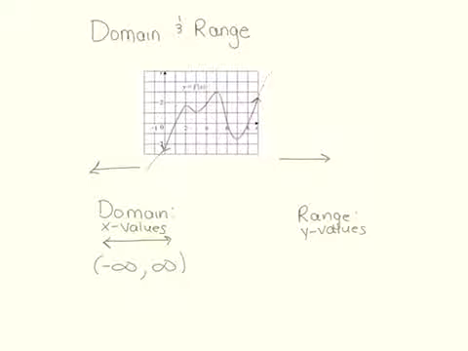Now for range, we're looking at the up and down values. So again, because this is continuing indefinitely towards negative infinity and indefinitely towards infinity here, I'm eventually going to touch all y values on my graph. So this will also be negative infinity to infinity for this function.